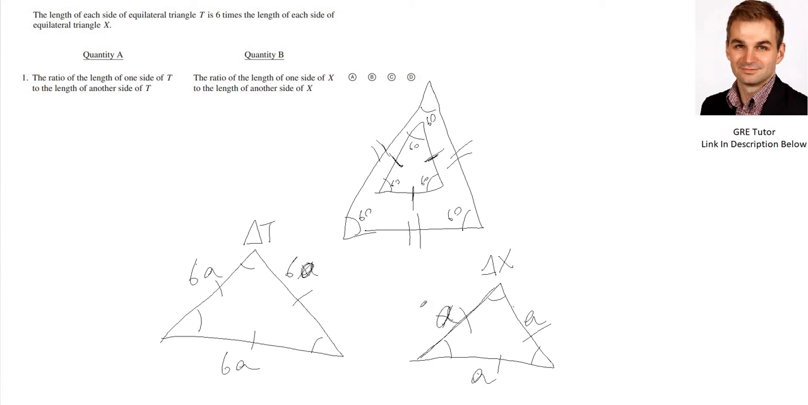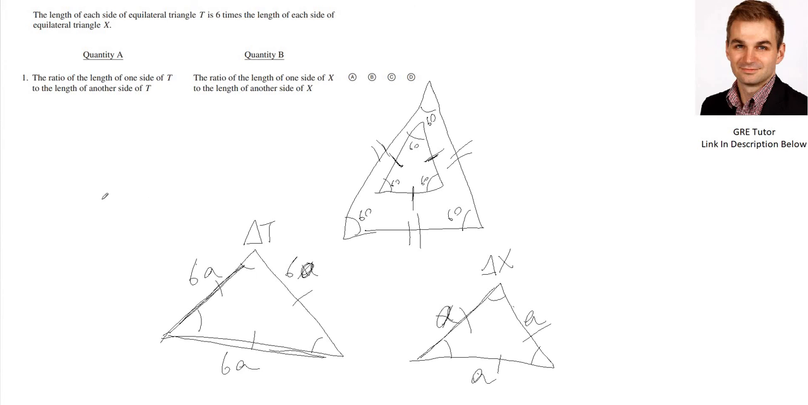Now, actually, this isn't necessarily that important. This is kind of just what the picture is going to be looking like. What you're looking for is the ratio of sides to sides. So you want to know the ratio of the length of one side of triangle T to the length of another side of triangle T. Okay, so that's length to length.